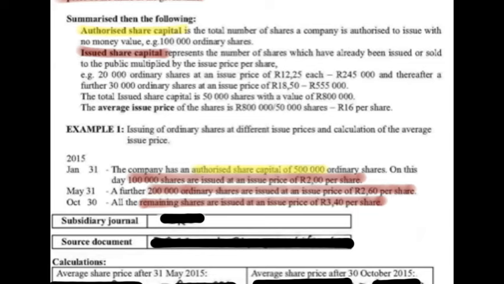So in total, the issued share price of the 20 plus the 30, in other words, of the 50,000 shares that we issued so far, we got a value of 800,000. That's the 245,000 plus the 555 now gives us a total value of 800,000. As I said earlier, that 800,000 is now called the ordinary share capital. So if we wanted to work out the average share price, we would take the 800,000 divided by the 50,000 shares, and that gives you a share price on average of 16 Rand per share.